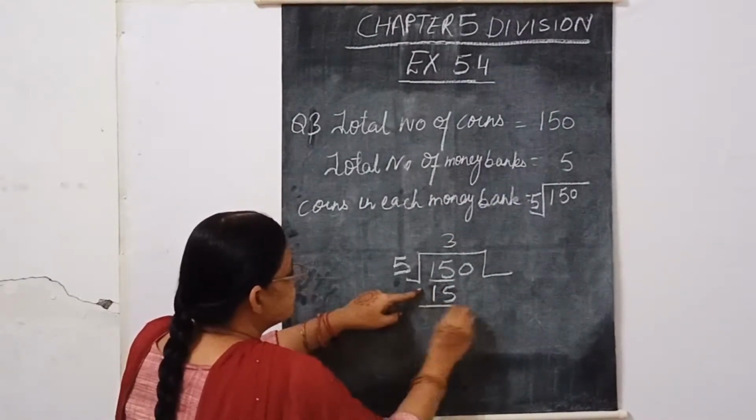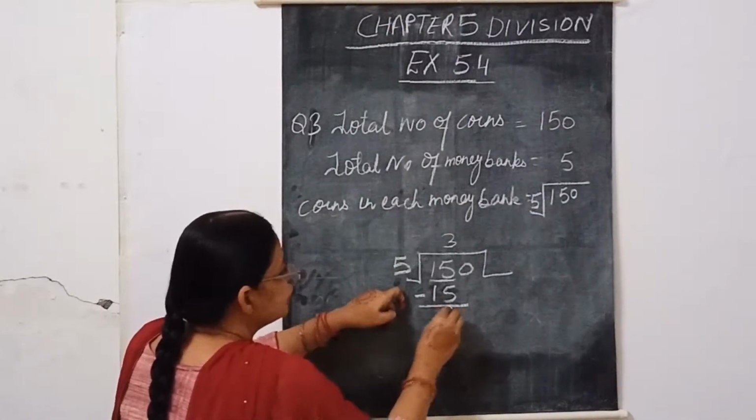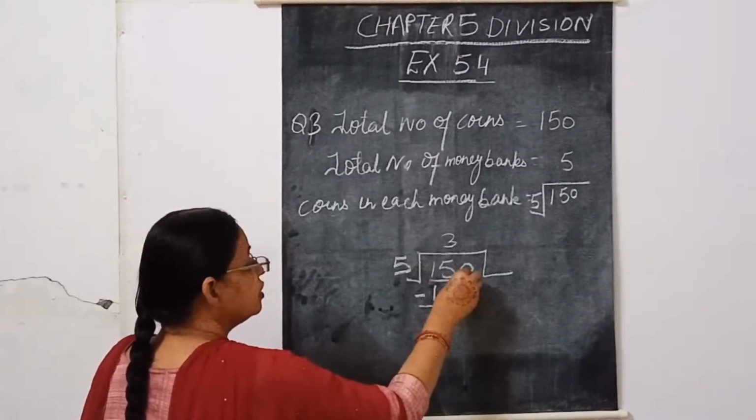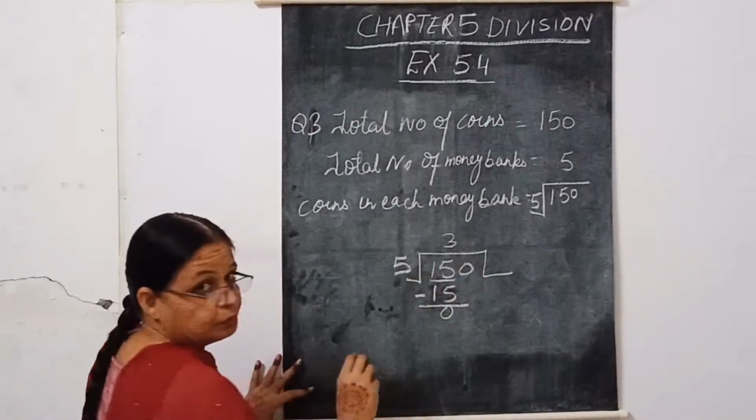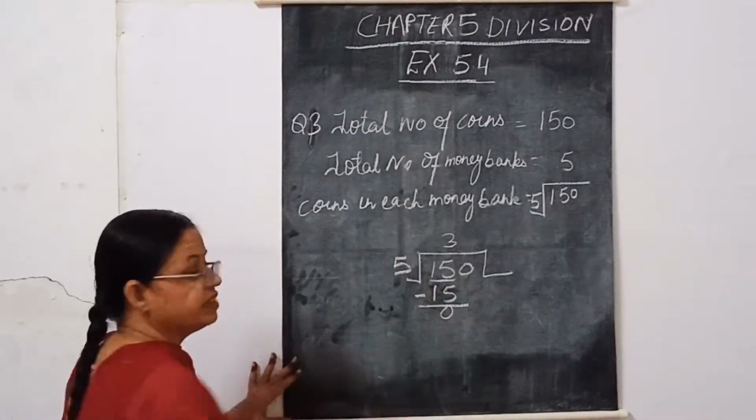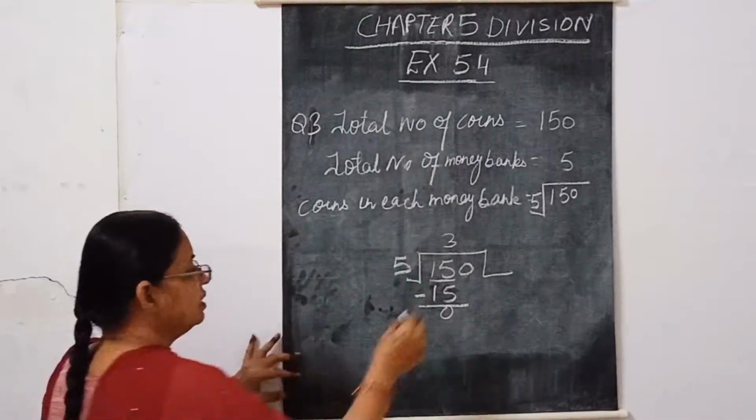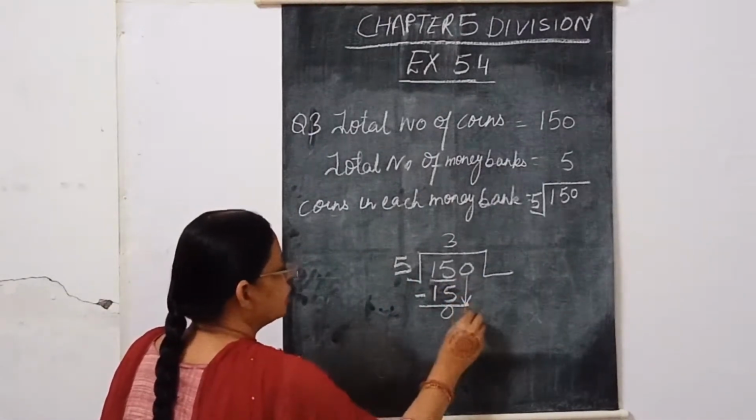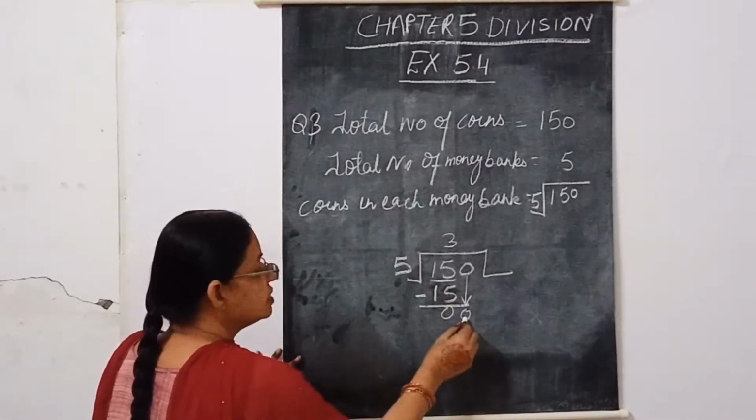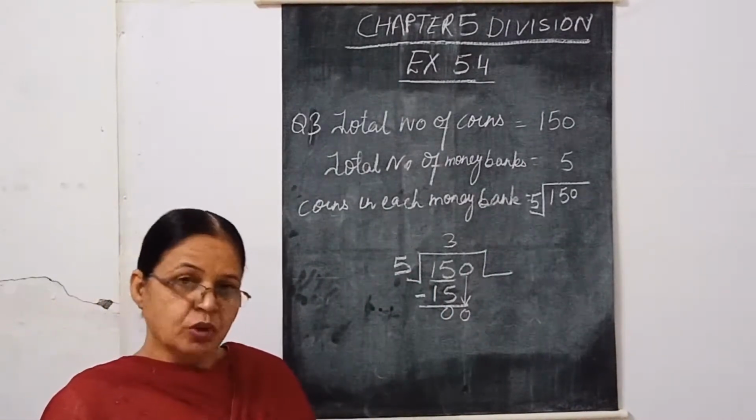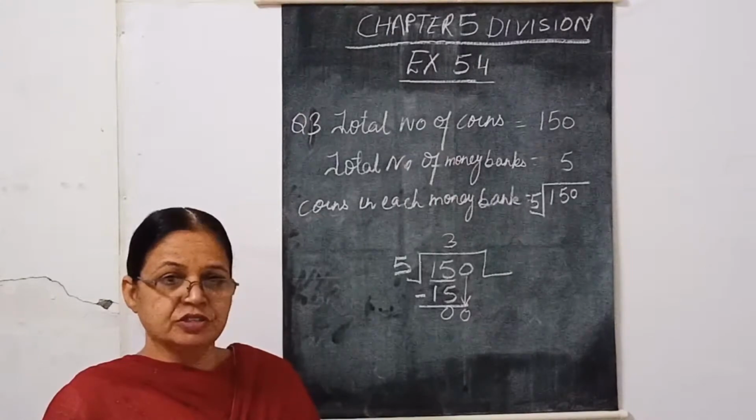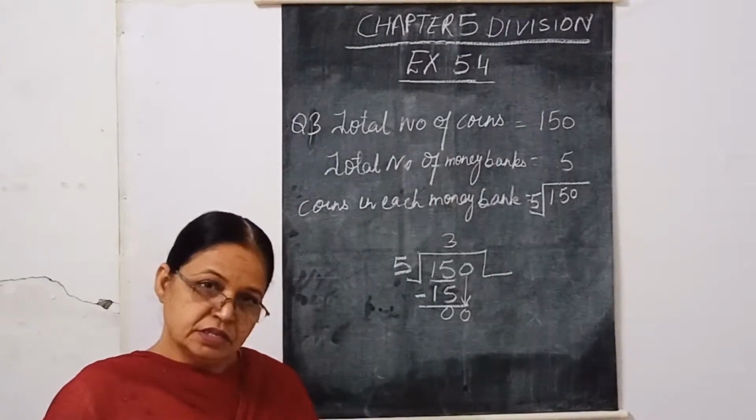15. Then subtract 15 from 15, you will get 0. Then don't ignore this 0. This zero plays a very important role in the question. Now bring this 0 down here. Now divide this 0 with 5. This is the property of division, that when you are dividing 0 with any number, the answer will be 0.